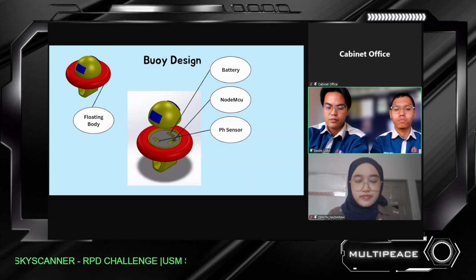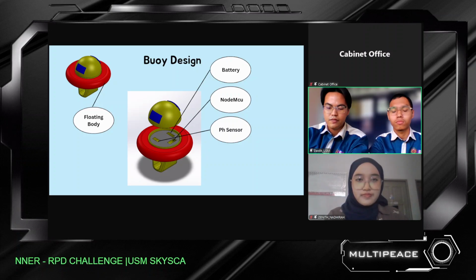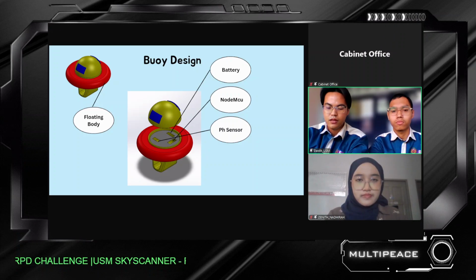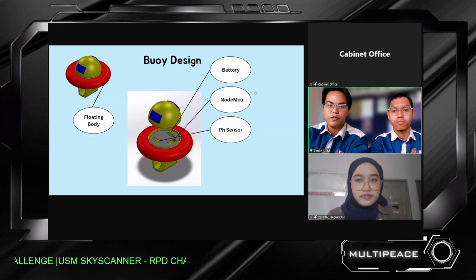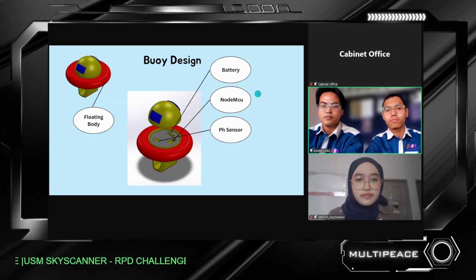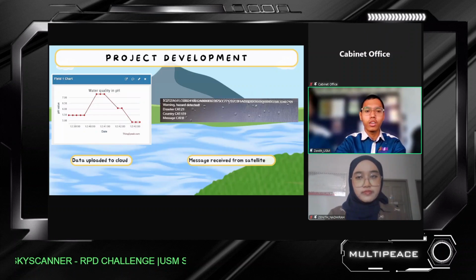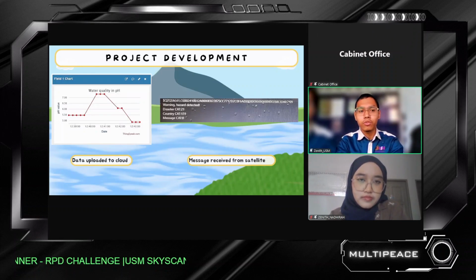Transmitter. So the buoy measures the pH level, transmitting real-time water quality, and sensing the environment. Okay, so here's our results from our demo.